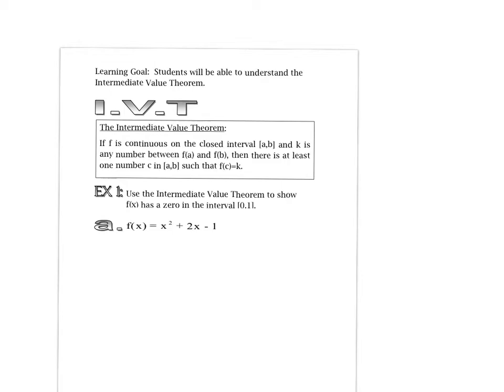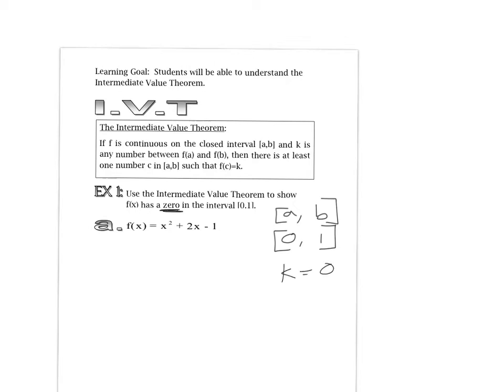So it says, use the intermediate value theorem to show that f of x has a 0 in the interval 0 to 1. So let's just first start off with a couple things. If f of x is continuous on the closed interval a to b, well here my interval is 0 to 1, right? They give me the interval. And k is any number between f of a and f of b. So what is k in this situation? Well, it's a 0. So here k equals 0.